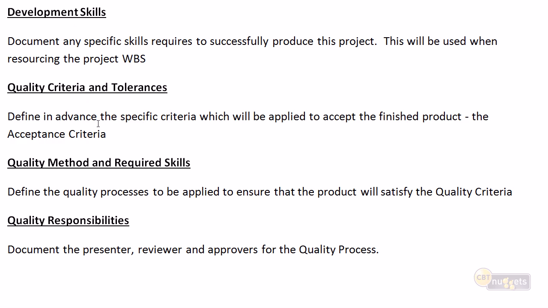But simply waffling and refusing to accept a document until out-of-scope work is applied is not the way to do it. So the quality criteria and the tolerances, how many defects, how many processes can be in place, are critical to successfully completing our product description. What are the quality processes that we're going to apply? Are we going to do peer reviews? Are we going to do audits? Do we have deliverable checklists and so on? What are the quality methods, and what type of skills do we need to apply those? And finally, who is going to be the presenter, who is going to be the reviewer, and who is the final approver of the quality processes and of the product itself?